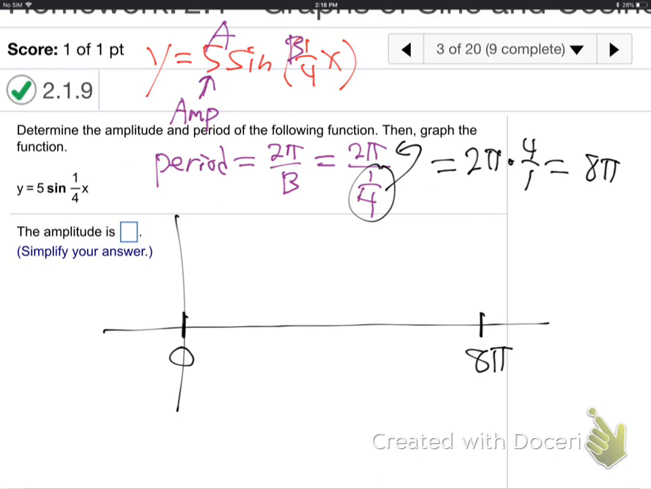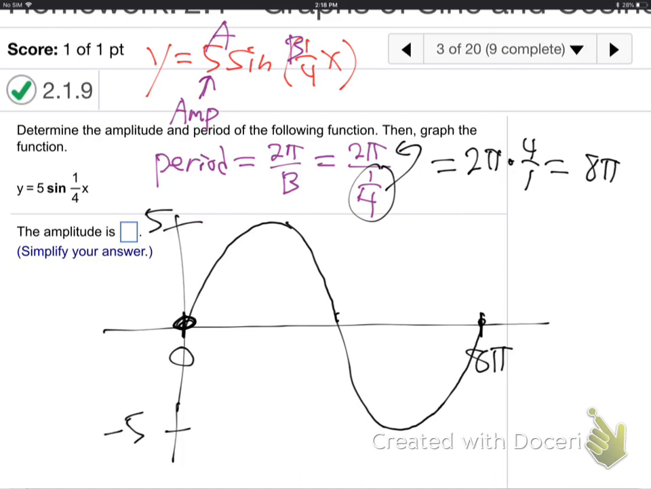And then what will it do? Sine, what does he do? He starts in the middle, he goes high, comes back to the middle, goes low, comes back to the middle. How high will he go? 5. How low will he go? -5. Done. And it'll cross at 4 pi. Yeah, it hits the middle at 4 pi. Does that make sense, what I did there?